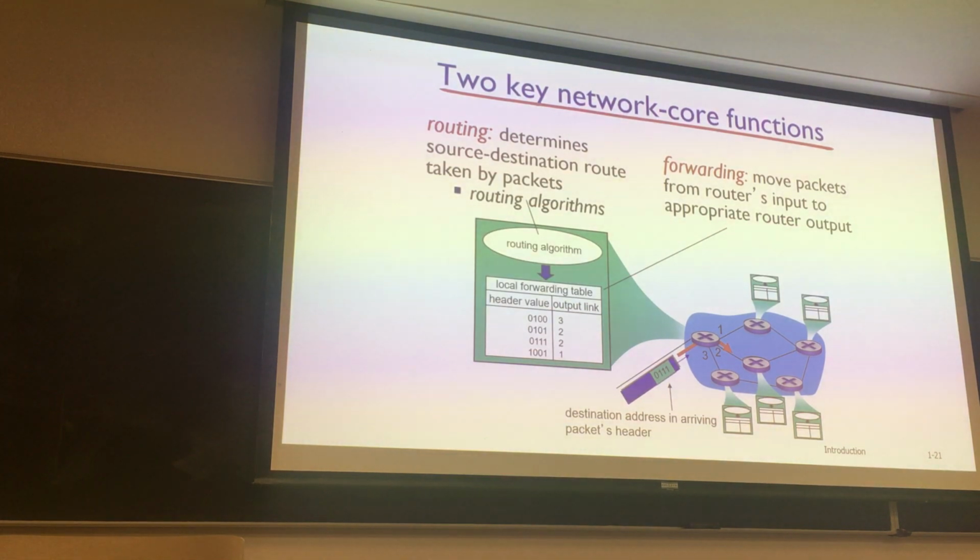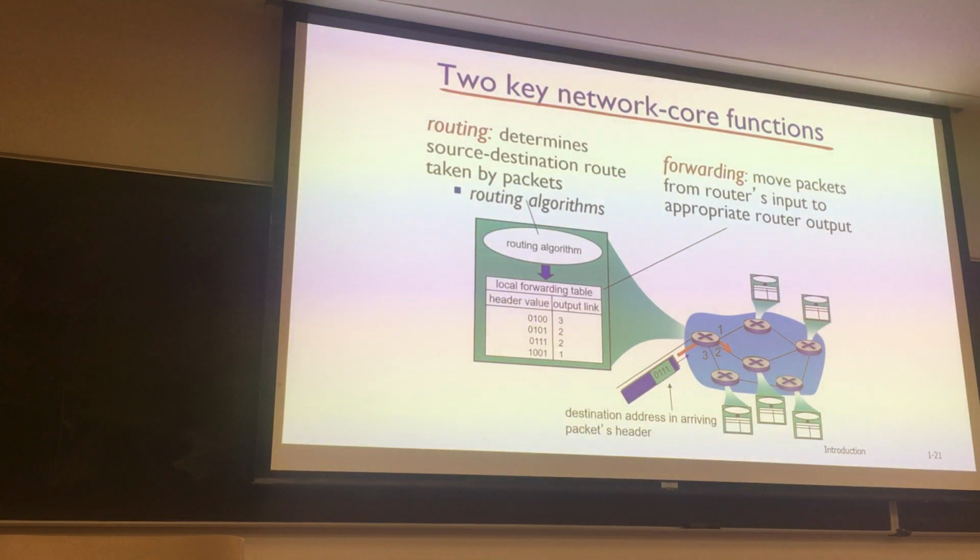You often hear the term IP address. Every host has a unique identifier, which is the IP address. The router looks at the IP address and decides where to send the packet next, which is basically an output link. Let's say this router has 3 output links: 1, 2, 3. The lookup table will look at the IP address and send the packet to output link 1.